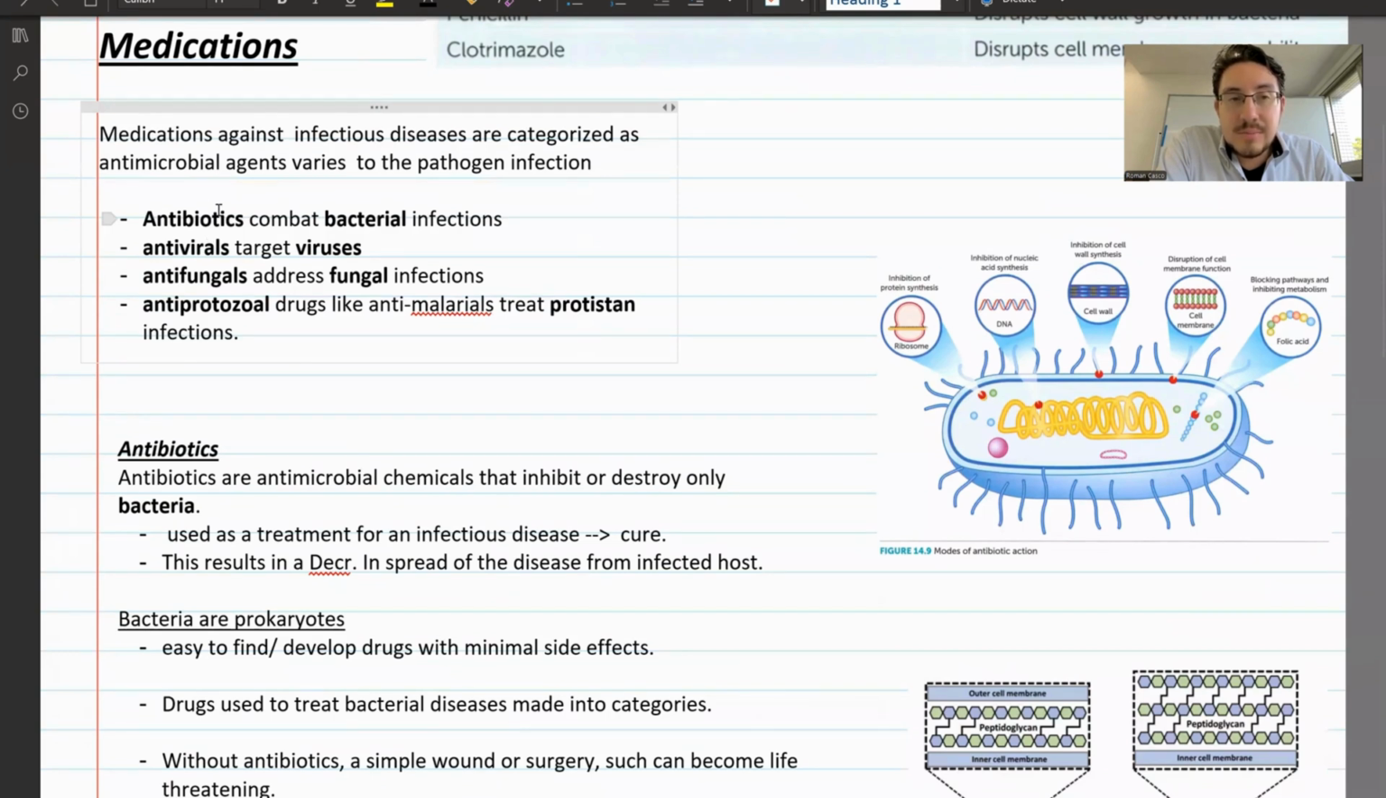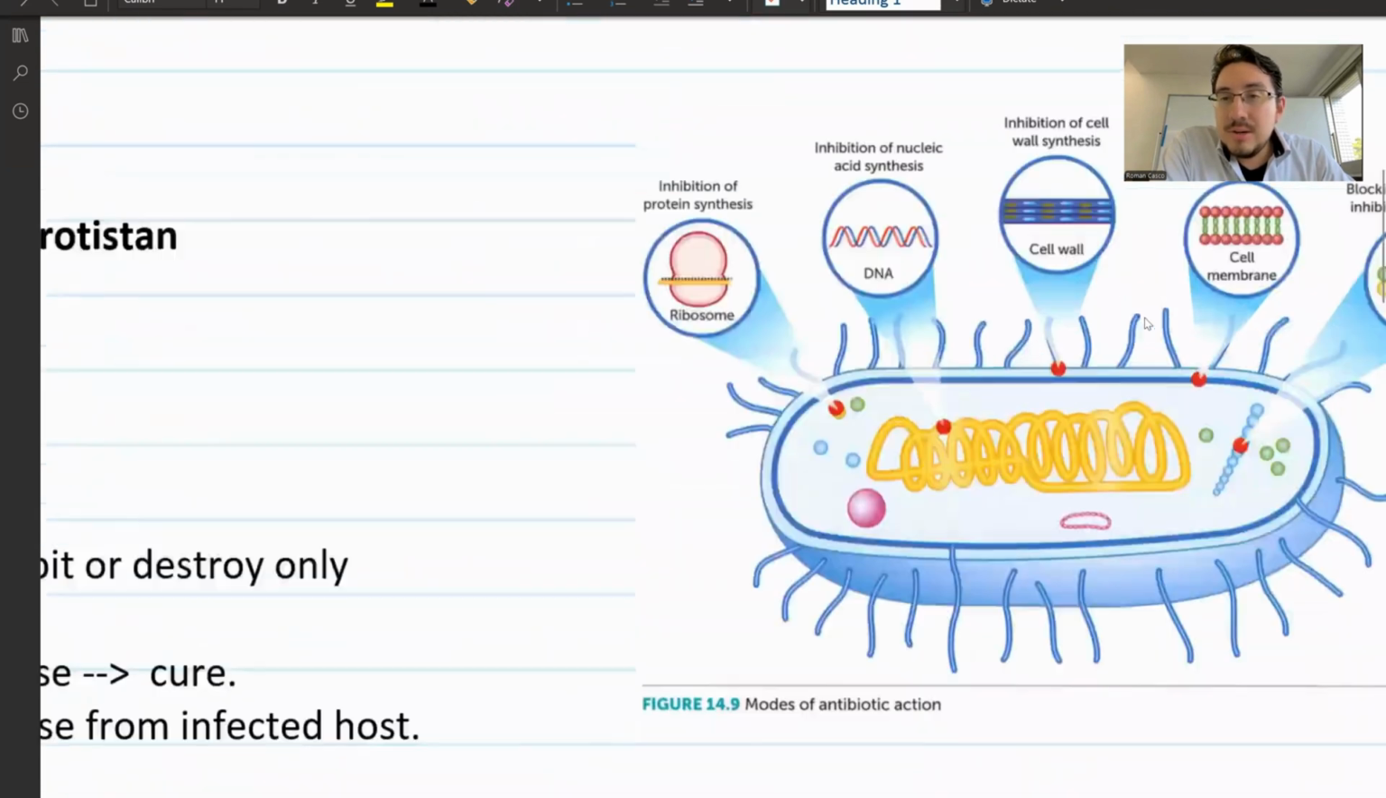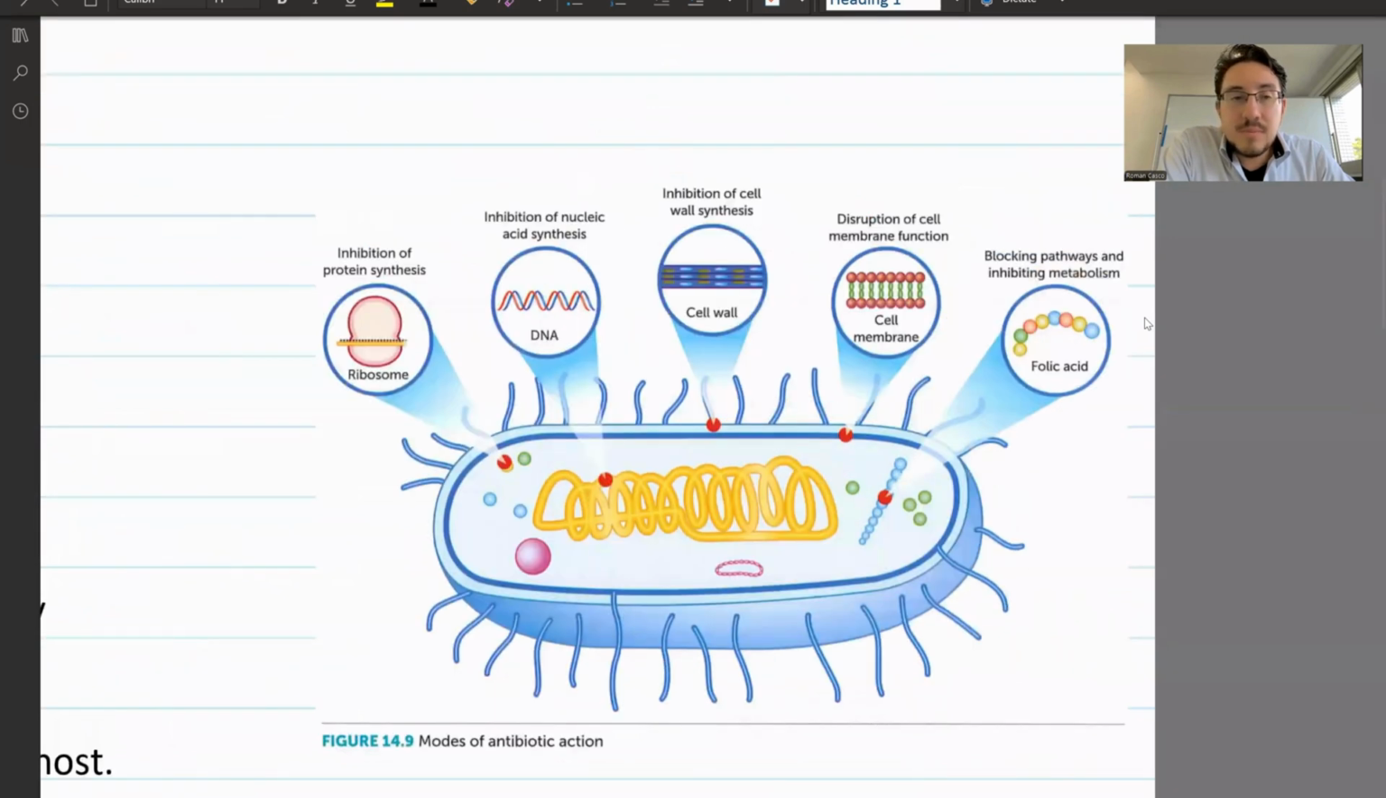You have antibiotics, which combat bacterial infections, antivirals, which target viruses and their life cycle, antifungals or antimycotics, which basically disrupt fungal life stages, right? And protozoal drugs like antimalarials can treat protist infections or persistent infections. It all depends on what the organism is, the target pathogen, and the type of medicine. You can focus on several things, right?